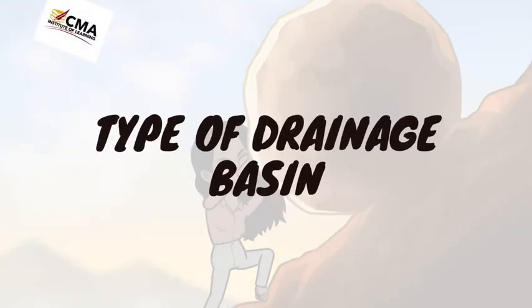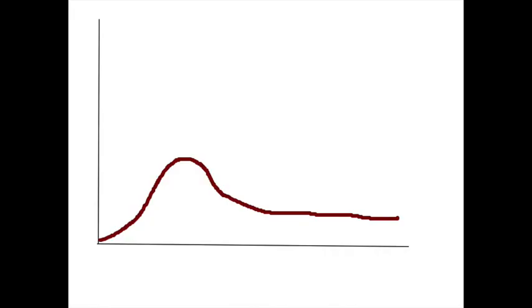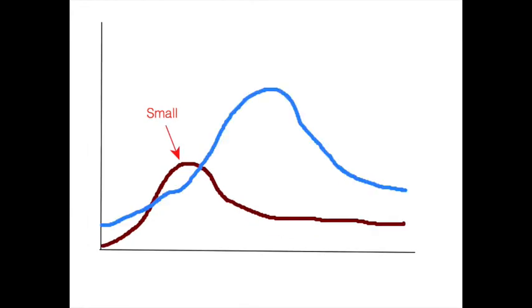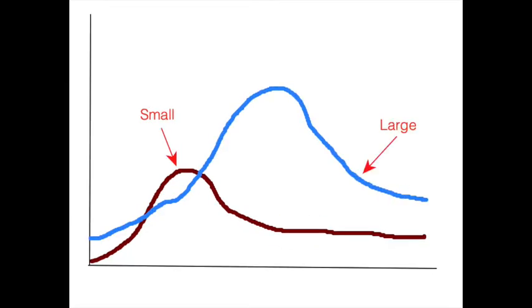Number 1, type of drainage basin. This graph depicts a storm hydrograph for a small drainage basin. As you can see, the smaller size means that there's a shorter lag time as the water reaches the main river faster when compared to the second graph, which depicts the storm hydrograph for a larger size basin. As you can see, peak discharge is higher and also lag time is longer, as it takes a longer time for water to travel to the river basin.